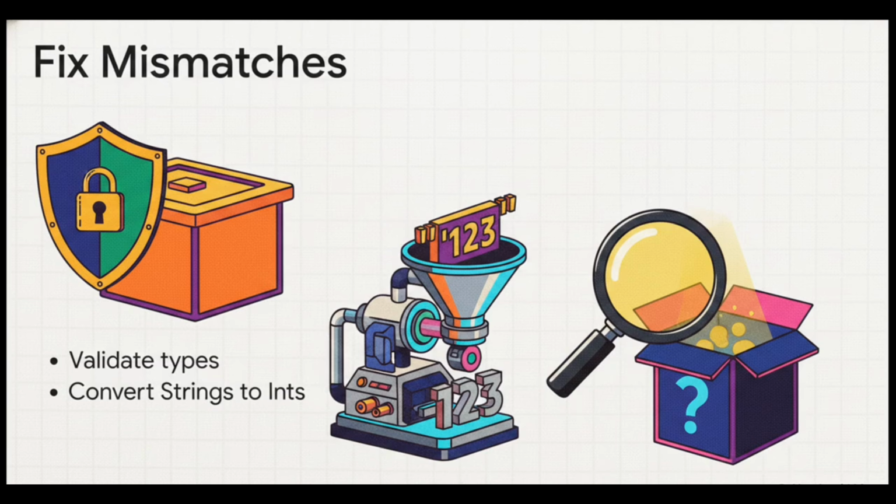And finally, if you ever lose track of what's in your containers, use built-in type-checking functions. Languages like Python and JavaScript have these, and they let you essentially peek inside and inspect those unknown boxes before you try cooking with them.